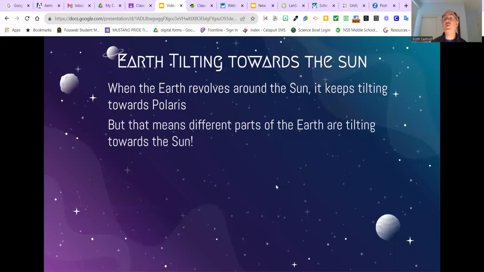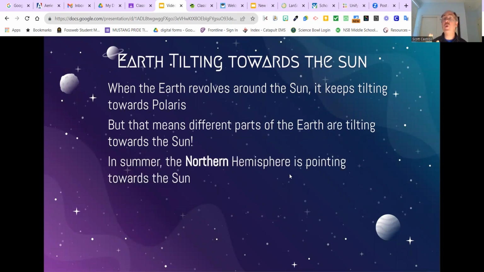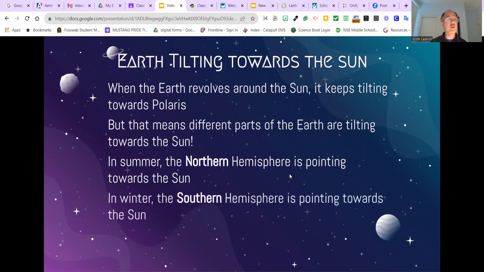That means different parts of the Earth are tilting towards the sun, just as I showed you. In summer, the northern hemisphere is tilting towards the sun. In winter, the southern hemisphere is tilting towards the sun.